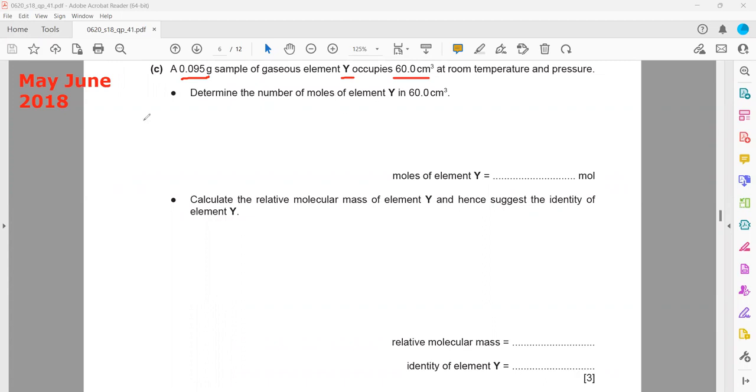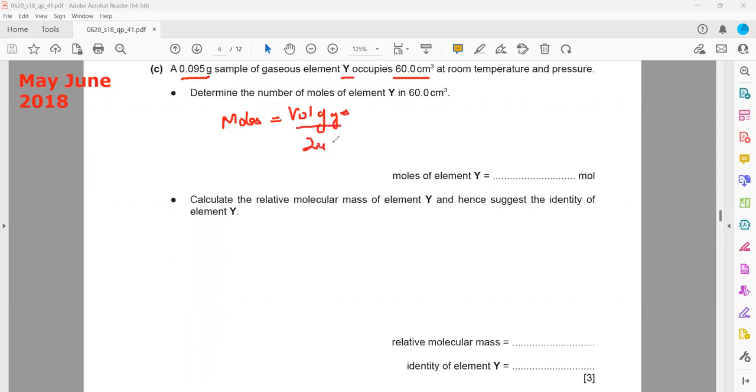If you want to determine the moles, we have three formulas: moles equal mass in gram over molar mass, moles equal volume of a gas in decimeter cube divided by 24, or moles equal concentration times volume. Even though we have the mass, we cannot use the first formula. Why? Because we don't know the molar mass. So I will use the formula moles equal the volume of the gas divided by 24.